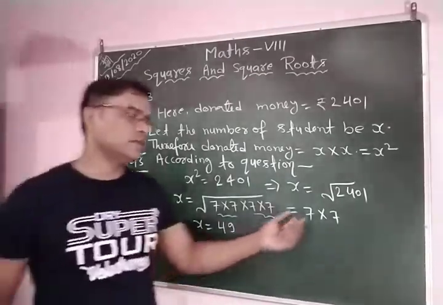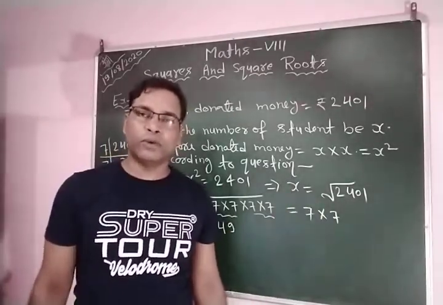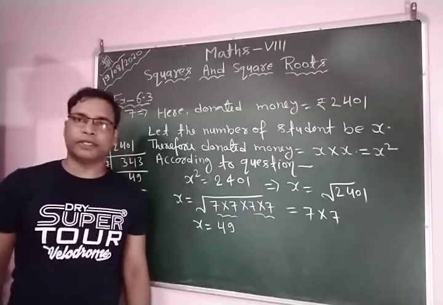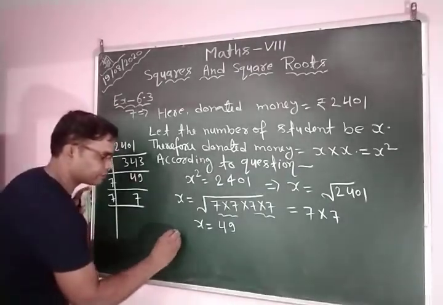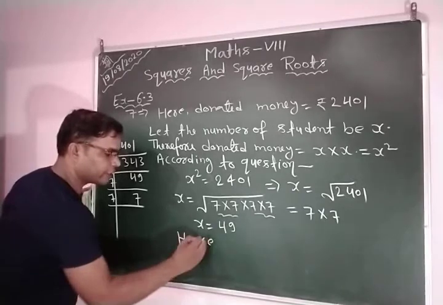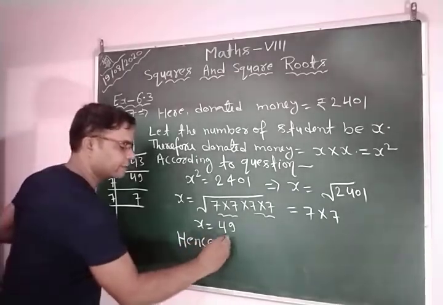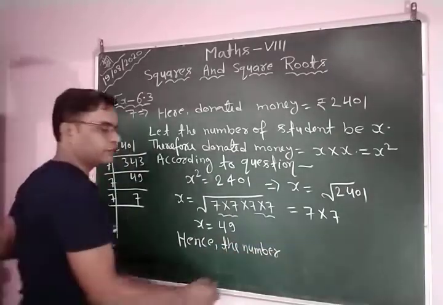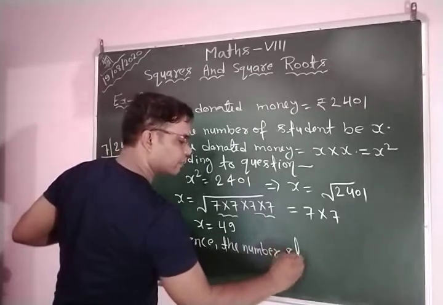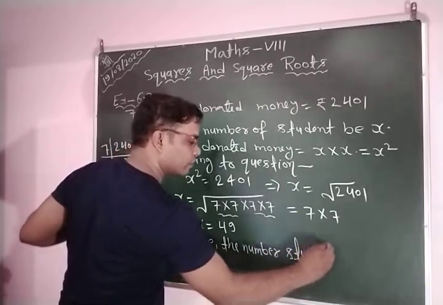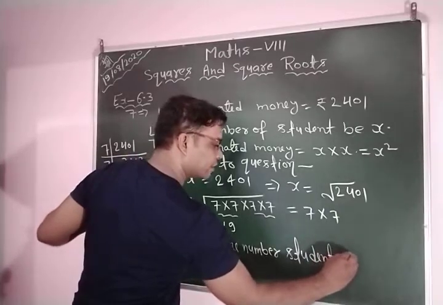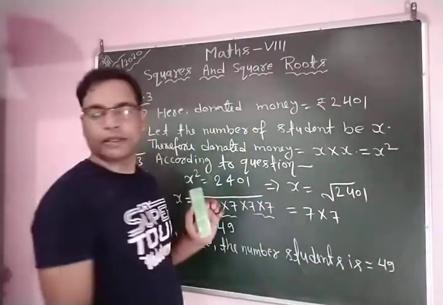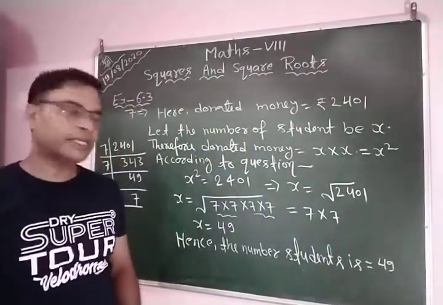The square root of 2401 is equal to 49. So at last you can say the number of students is 49. Hence we can write here the number of students is 49 in the class.